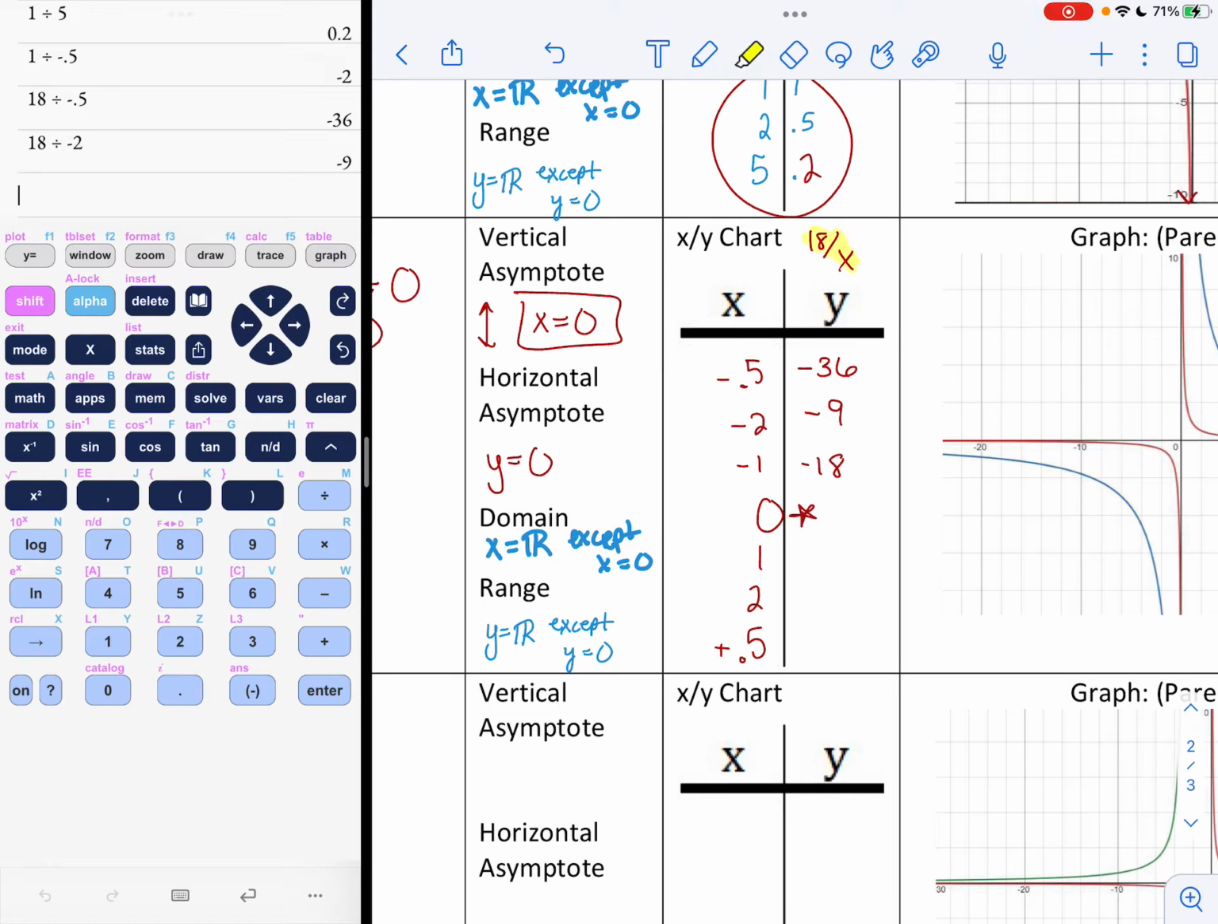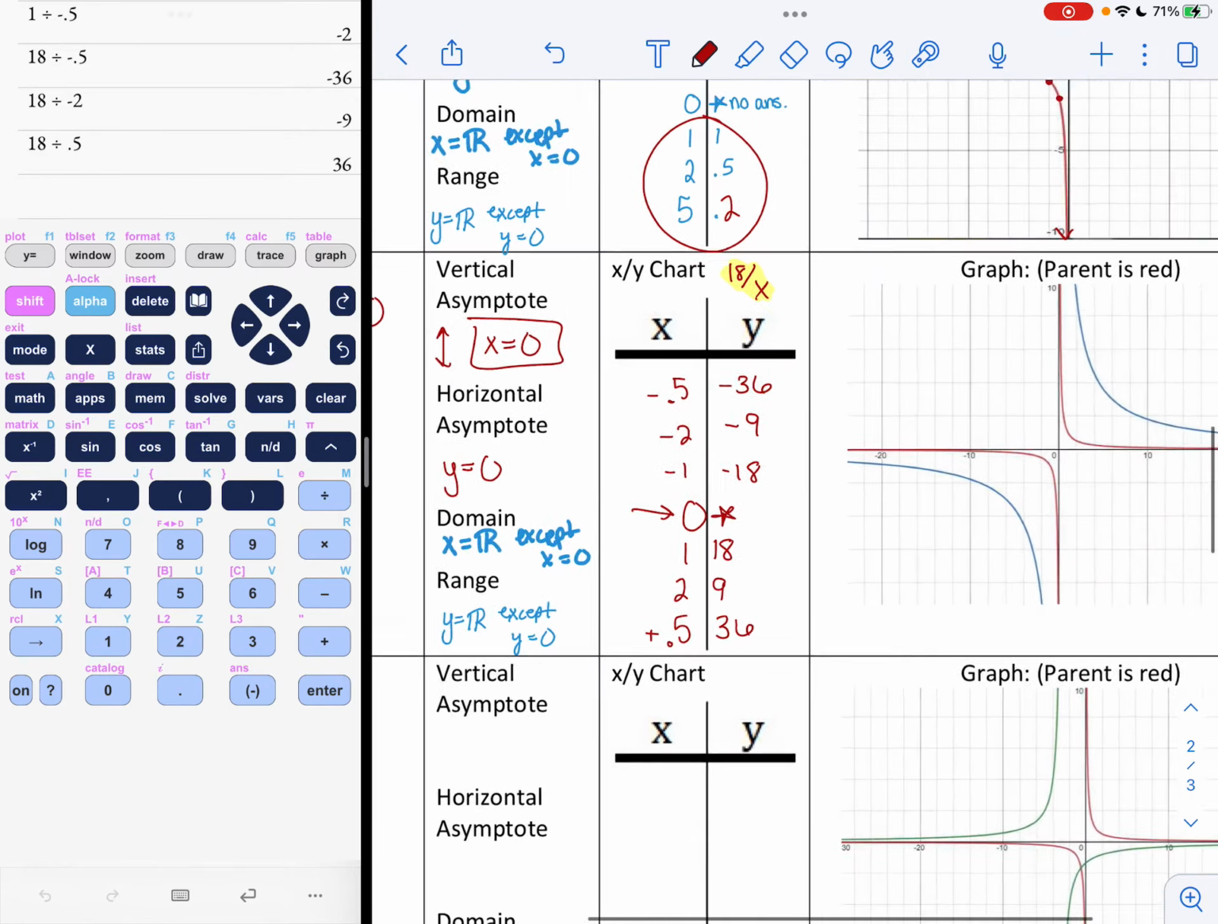Again, I'm taking 18 and dividing by my x's, and my middle x came from my vertical asymptote. So if I plug in 1, I get 18. Plugging in 2 gives me 9. And plugging in positive 0.5, if you're not sure, it's going to turn into positive 36.